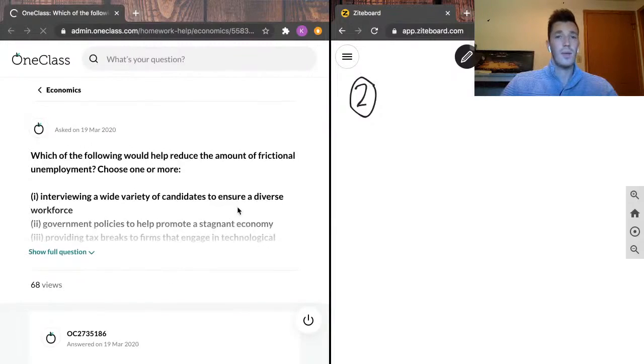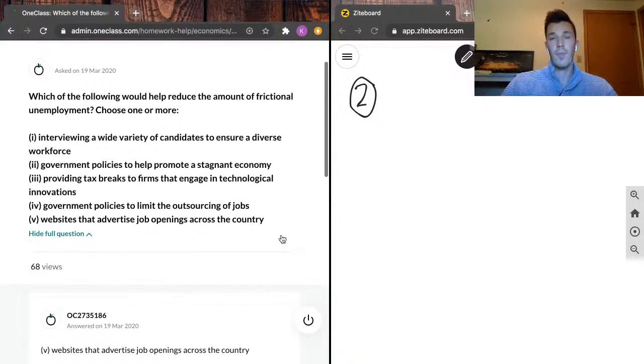Moving on to question 2 here. And 2 reads, which of the following would help reduce the amount of frictional unemployment? Choose one or more. And the possible answers are 1, interviewing a wide variety of candidates to ensure a diverse workforce. 2, government policies to help promote a stagnant economy.